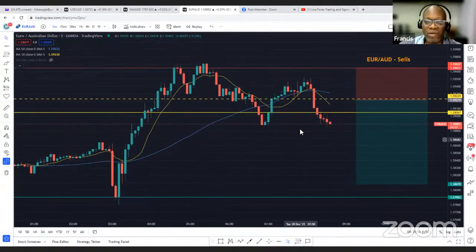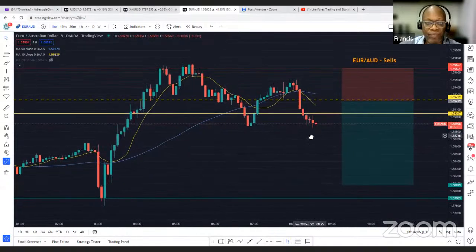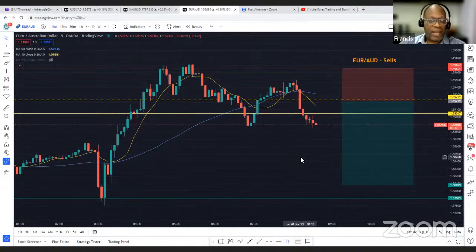But then look at where the price is. It looks like it wants to break this recent low. If it breaks it, I would want a retest. So that's what I am considering with this trade.